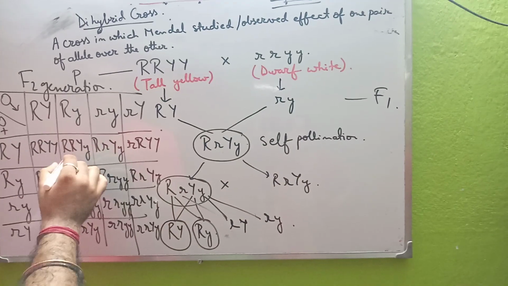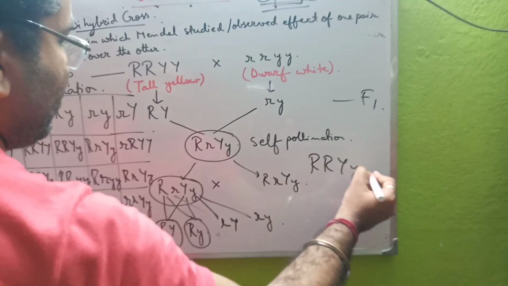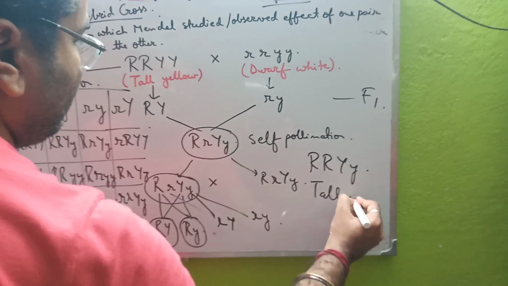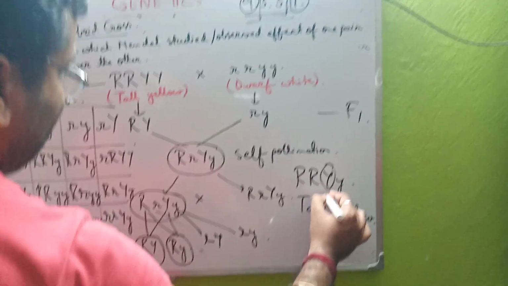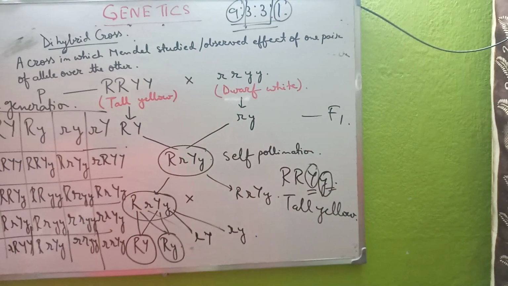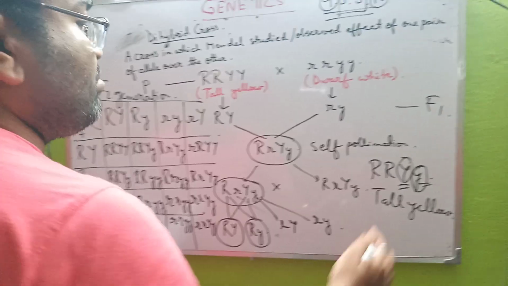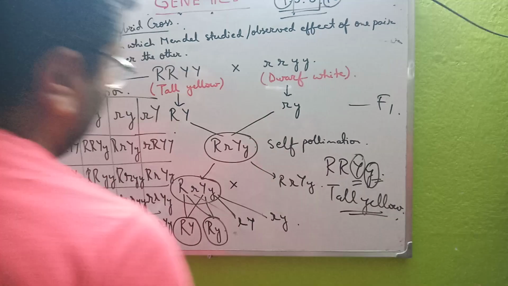Yes, as over here you'll be finding capital R, capital Y and small y. We will be writing it as tall and yellow. So over here what you can see is that the effect of this Y allele is masking the small y allele's effect. Due to that, the effect of this allele will not be expressed over here in the phenotype.